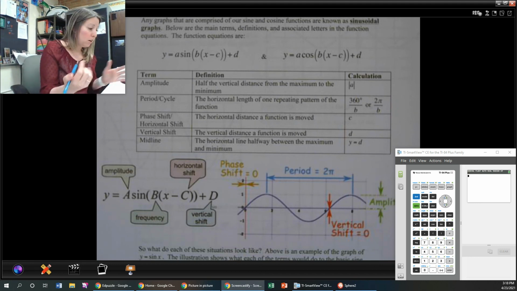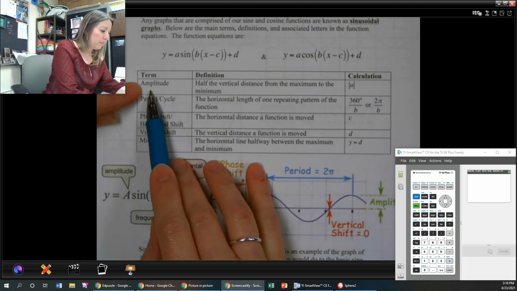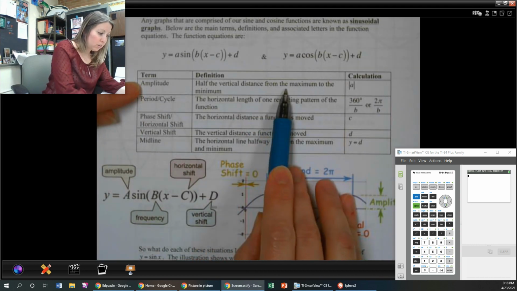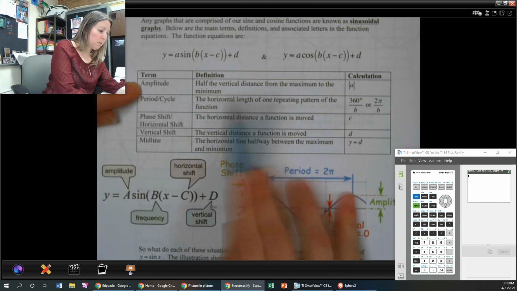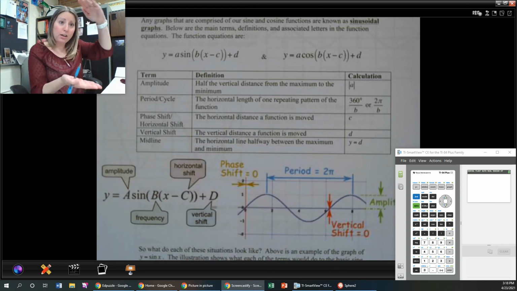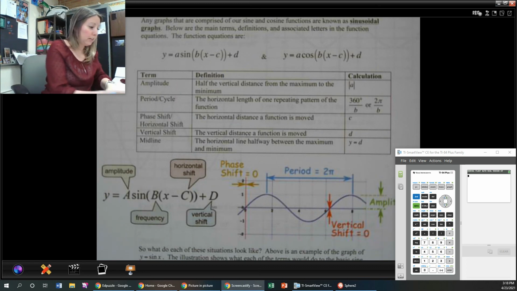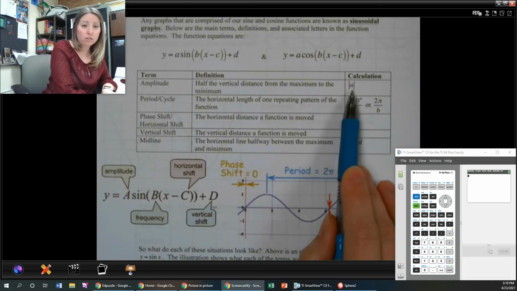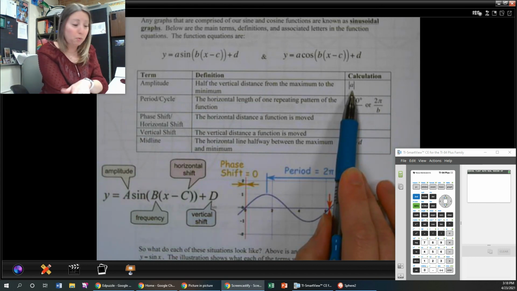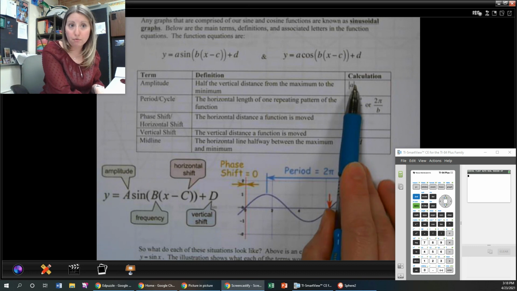So the amplitude is half the distance from the maximum to the minimum, divided by 2. It's half that total distance between the top and the bottom. Okay? That's the amplitude. And we do always write our amplitude as the positive version. So that's why over here it's the absolute value of A.